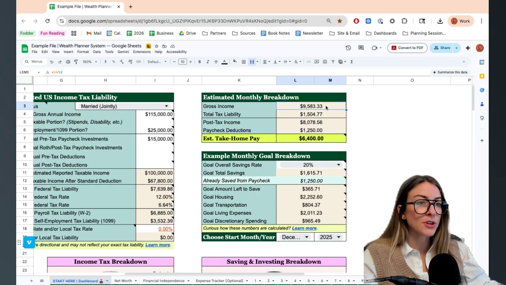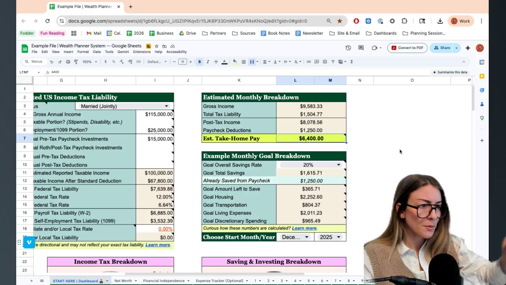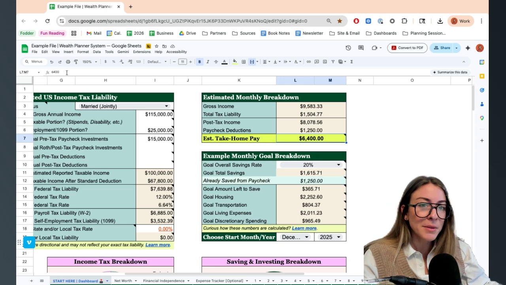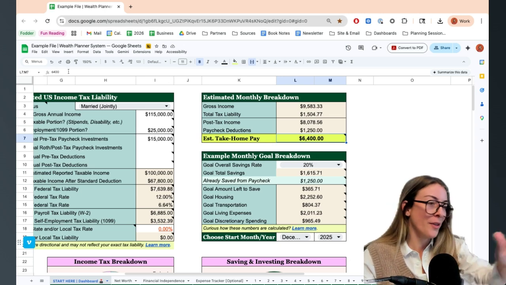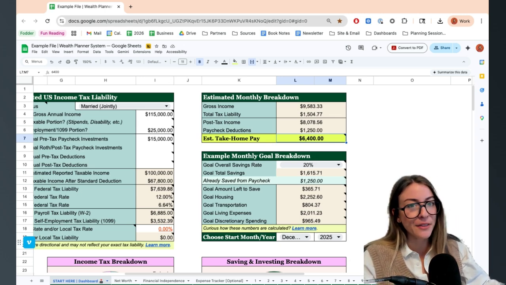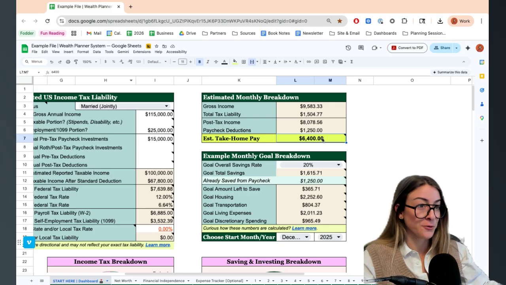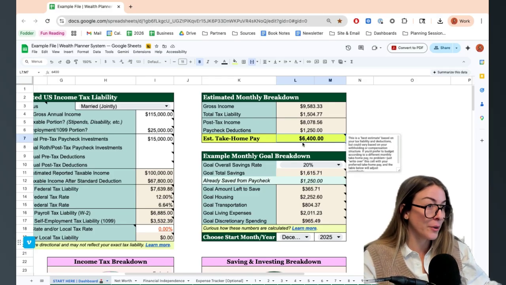So you see your gross income month over month. You see the tax liability for that income. And then it's going to tell you, all right, so post-tax, this is what you can expect. And your paycheck deductions, this is what's already coming out. So your take-home pay, I actually think I wrote over this when I was playing around with it. Pretend this isn't here. But typically in a blank file, and one that I haven't already manhandled to death, there's a formula in this box, and it's going to tell you what your take-home pay is.